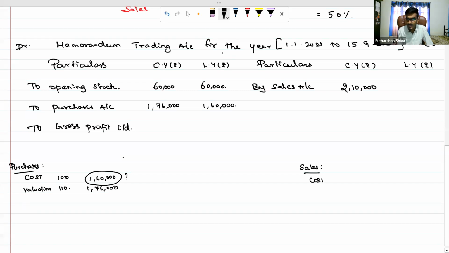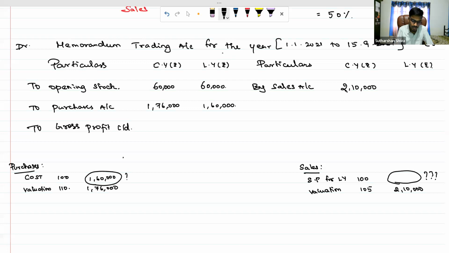Sales, the cost, and the valuation type. Here I don't want to put the cost. Here I can write the selling price for last year. I want the selling price for the last year as 100. Now it is 105. 105 is 2,10,000. What is 100? Cross multiply and give me the answer. 2,10,000 divided by 105 multiplied by 100. It is going to give you 2 lakh. So 2 lakh is going to my last year's trading.